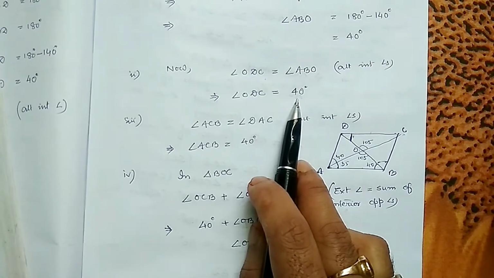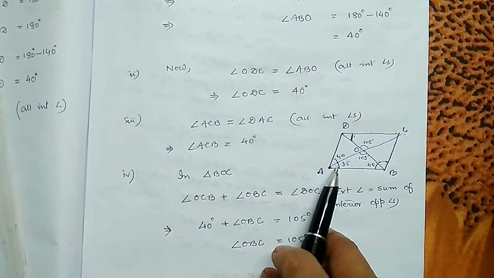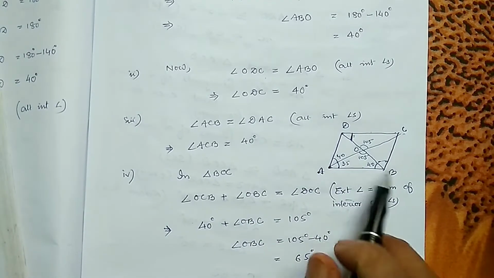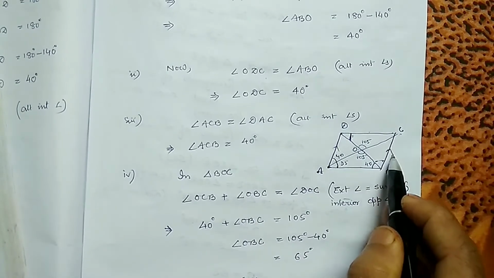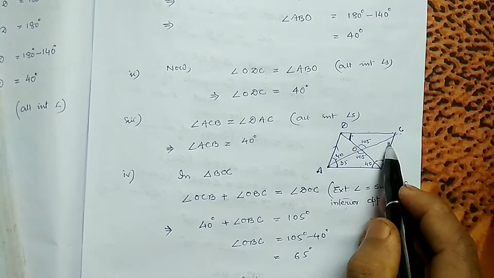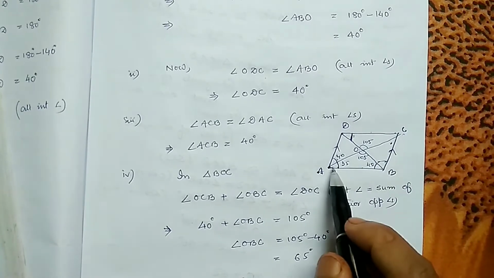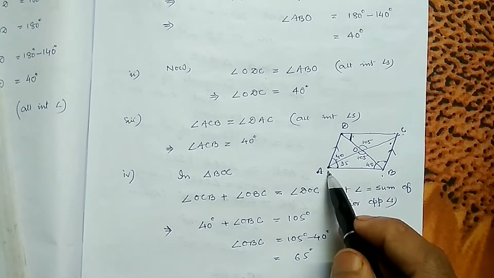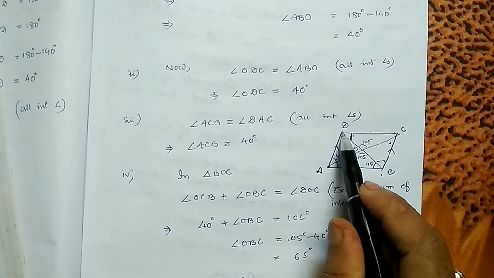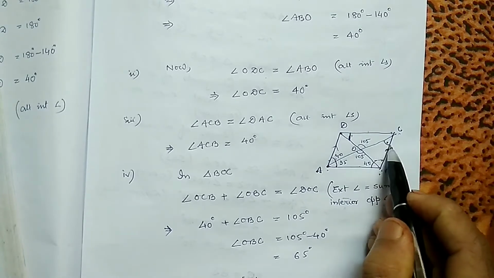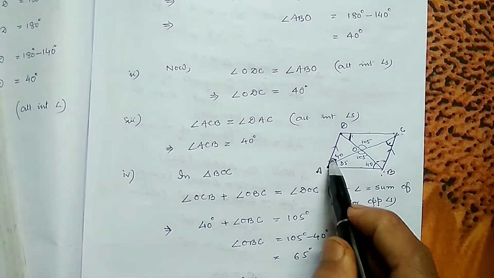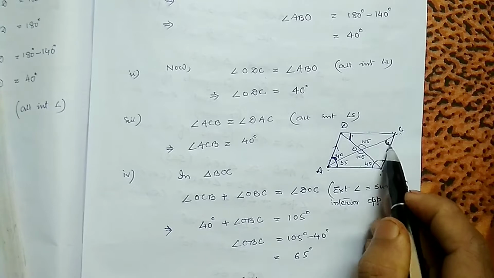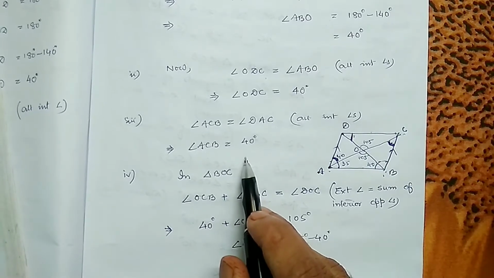The third part is angle ACB. We have to calculate angle ACB. Again, this line and this line are parallel. So this one is 40, this one should be 40. So we can write angle ACB will be equal to angle DAC. Angle ACB, that means this angle will be equal to this. And since this is 40, this also will be 40 degrees. The third part also we got.